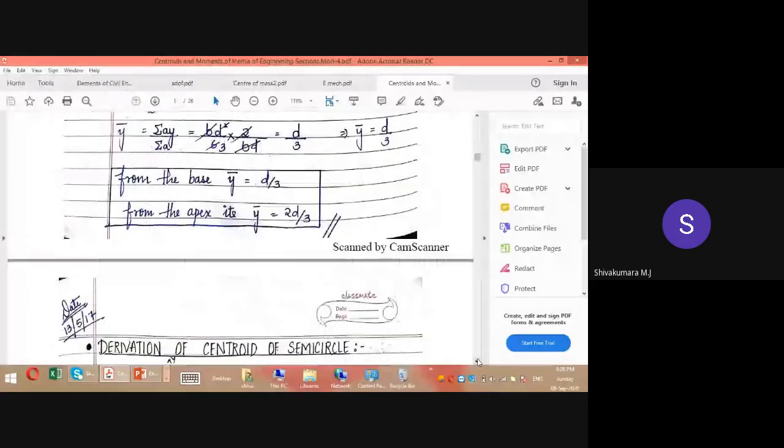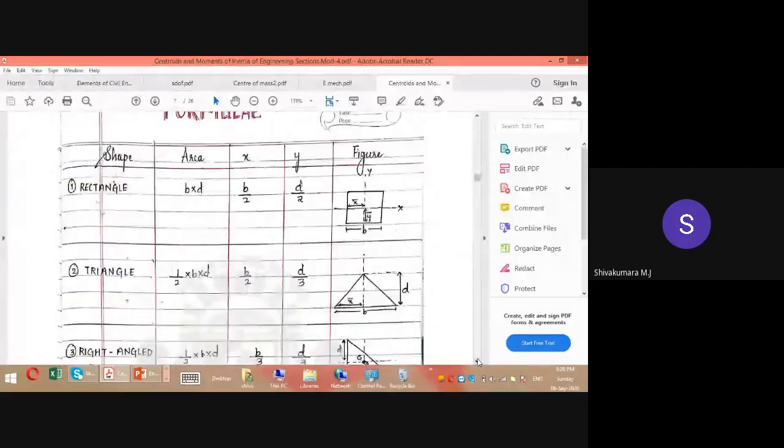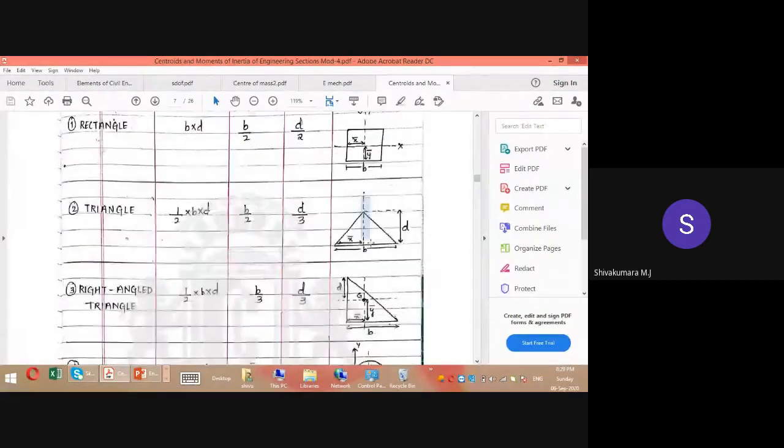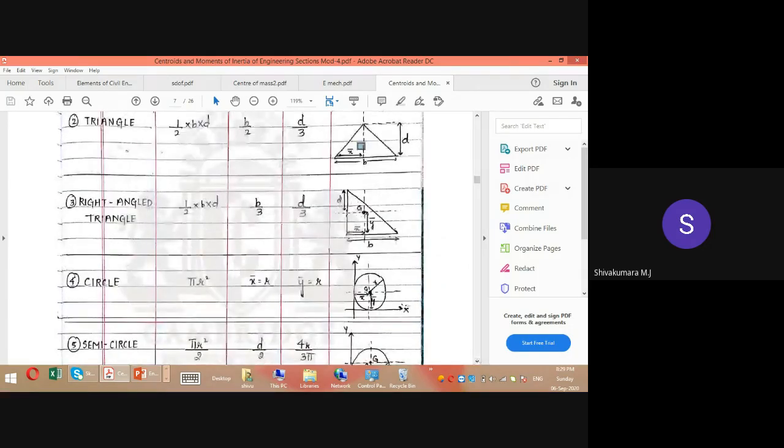For the standard plane figures, you need to remember, for example, if it is a rectangle, the centroid is located at a distance of b by 2 from one face if the total width is b, and at a distance of d by 2 if the height is d, from the base. When it comes to a triangle, if it is symmetric about a vertical axis, with reference to this point, x bar is b by 2 and y bar is d by 3, 1/3 of the height from the base or 2/3 of the height from the apex. However, the location of the centroid won't change. Only the coordinates matter, depending on which point you measure the distance from. In case of a right angle triangle, 1/3 of this base distance, 1/3 of this height.